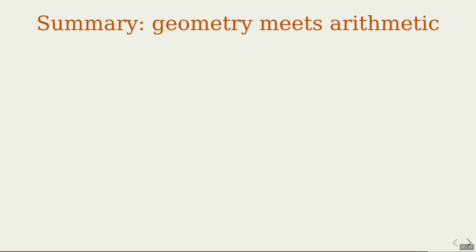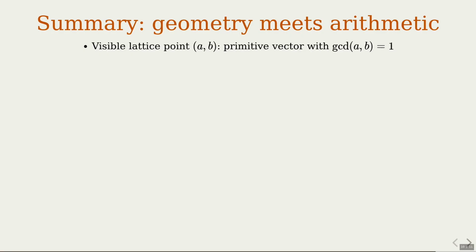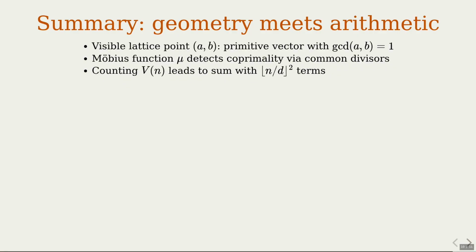Summary. Geometry meets arithmetic. Let us recap the story. Visible lattice points are exactly the primitive vectors whose coordinates have greatest common divisor equal to 1. Möbius inversion let us rewrite the GCD equals 1 condition as a sum over common divisors with mu weights. Grouping points by their common divisor turned the counting of visible points into a sum involving floor of n over d squared. Finally, comparing our series with the Dirichlet series for mu and the value of zeta at 2 showed that the density of visible points and the probability that two integers are coprime is 6 over pi squared.